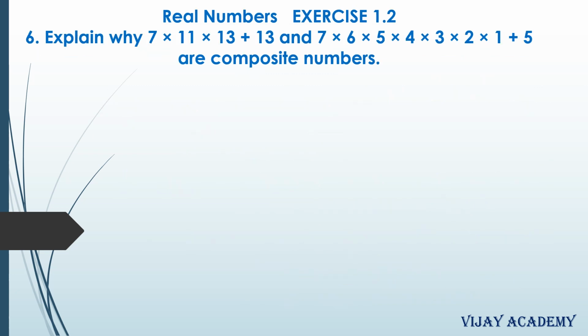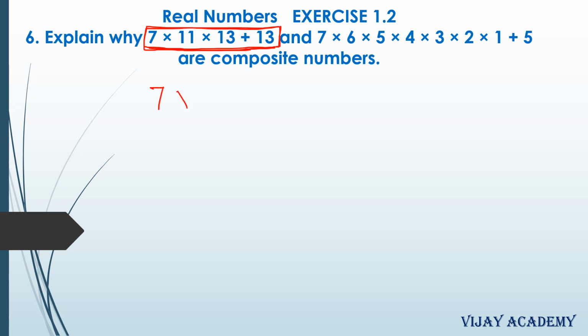Next question, explain why 7 into 11 into 13 plus 13 and another number are composite numbers. So it's very simple. In 7 into 11 into 13 plus 13, we need to just show that this particular number has more than 2 factors.